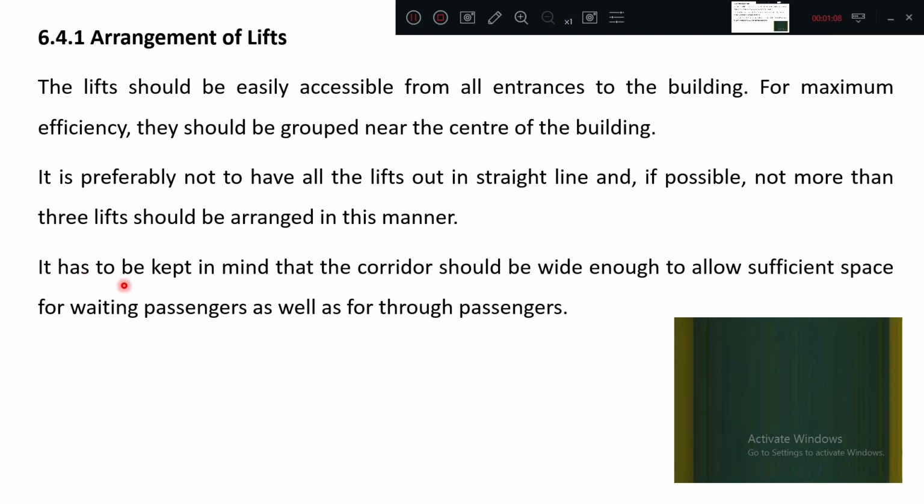It has to be kept in mind that the corridor should be wide enough to allow sufficient space for waiting passengers as well as through passengers. Means during the movement in and out, there may be some people waiting outside, so there should be sufficient space available. So the arrangement of lifts should be done in that way.